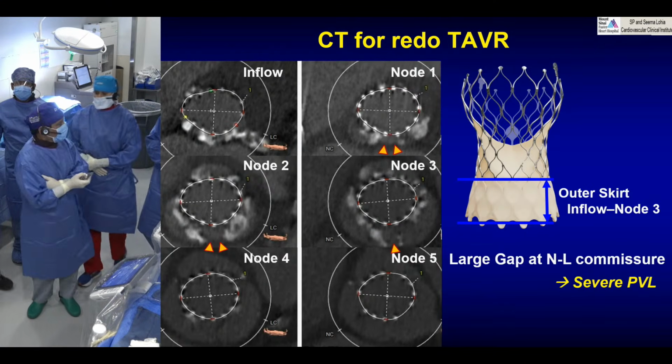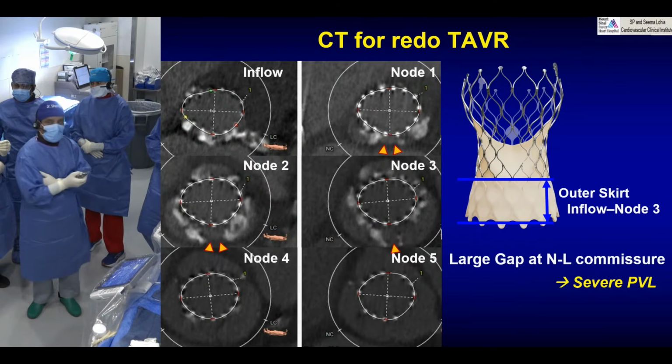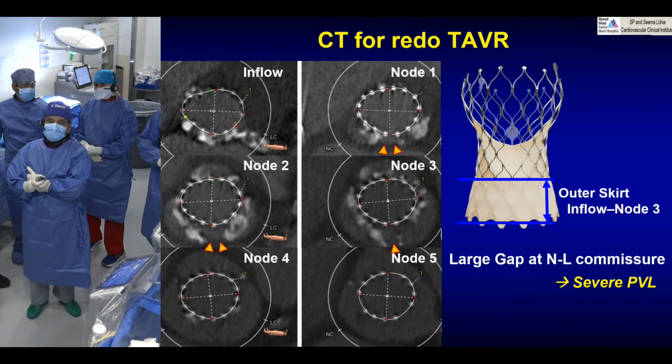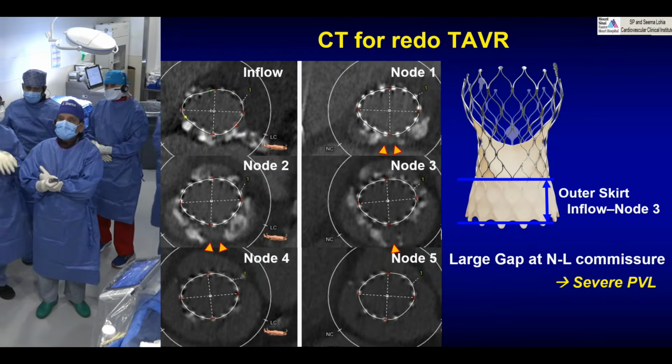No, but if it is slightly below this flat... the valve is very underexpanded. Remember, this is a 29 Evolut. So the inflow would be 29 if you take it out of the box.